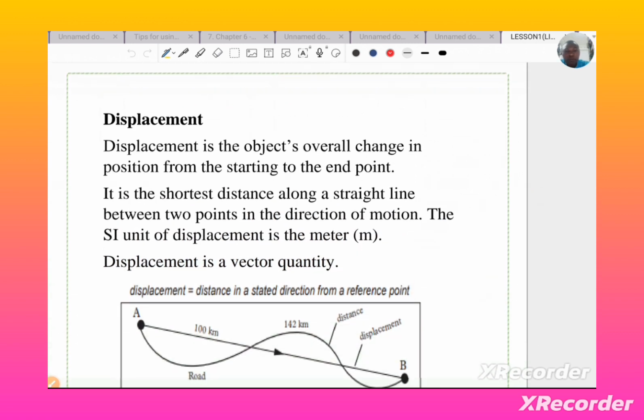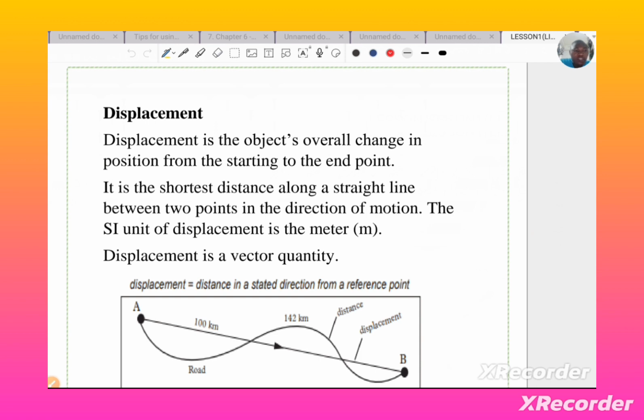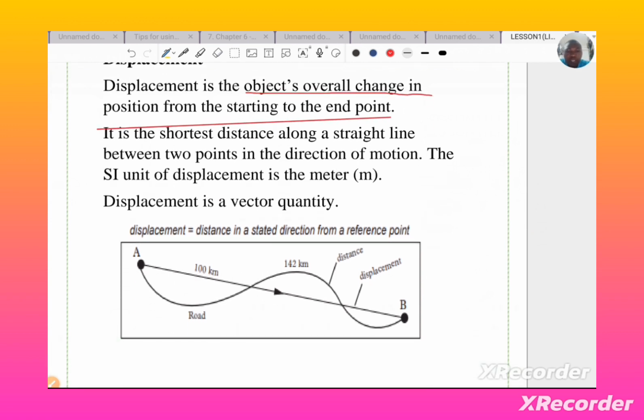Here on displacement. If you have understood distance, now you have to pay attention to displacement. Displacement is the object's overall change in position from the starting to the ending point. It means we can also define it as the shortest distance along a straight line between two points in the direction of motion. Here, direction is very, very important. Here we consider the direction.